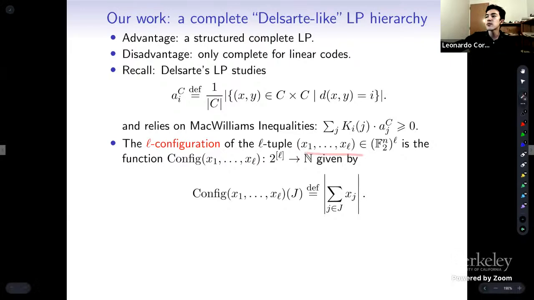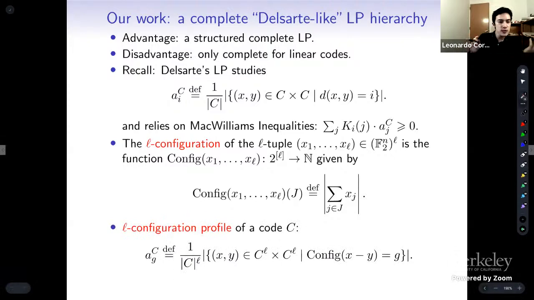So if I give you some tuple of code words, the L configuration is some function that maps from subsets of 1 through L to natural numbers that simply says, for example, if you evaluated that set 1 to 7, you take the first word plus the second word plus the seventh word, add them together, and you compute the Hamming weight. And the configuration keeps track of all these things.